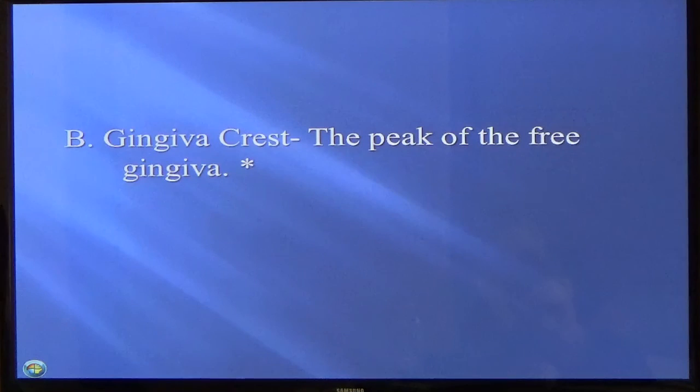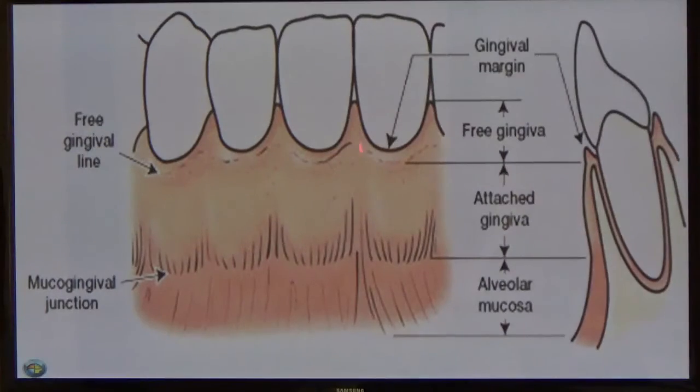Know what the gingival crest is. The crest of a mountain, or the crest of a ridge, the crest of something is the tip, the highest point. So the gingival crest is the peak of the free gingiva, right here. You've got free gingiva, and that's the crest right there, the highest point. All this is unattached free gingiva. Or if you're looking here, that could be the crest right there, the highest point of the free gingiva, depending on where you're looking at it.